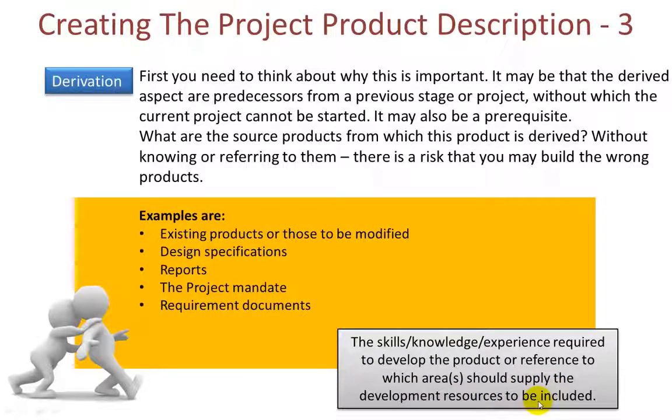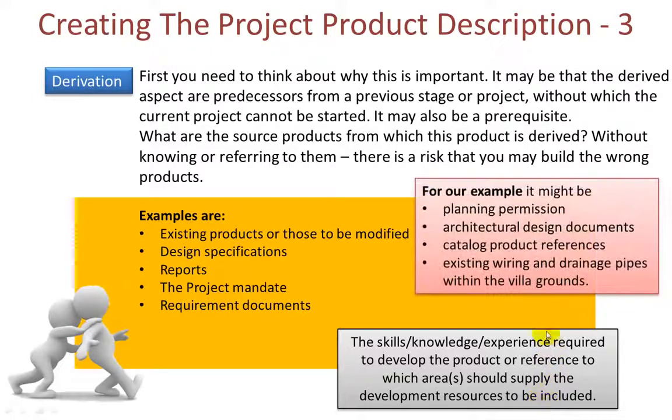So if it needs excavation into rock, you may need to hire a specialist piece of equipment, and this would want to be mentioned here. For our example, it might be planning permission, architectural design documents. How about catalogue product references? A lot of the parts of a swimming pool are available from suppliers. Any existing wiring or drainage pipes within the villa grounds, such as electricity cables and so on and so forth.